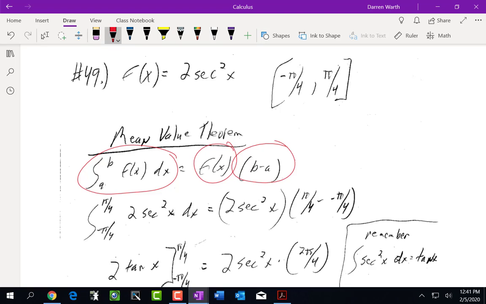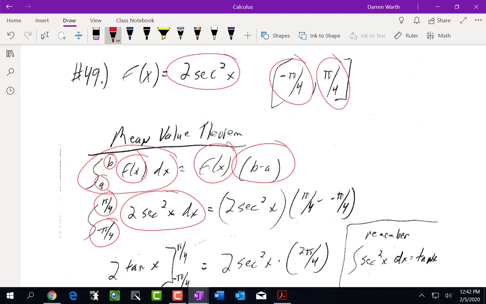So we're going to substitute into our equation. First off, I've got a to b, which is negative pi over 4 to pi over 4, so I substitute those into my integral. Here's my f of x, which is 2 secant squared of x, and then the dx. This all equals my equation, 2 secant squared of x, which substitutes in here as my length. And then here is my width, pi over 4 minus negative pi over 4.